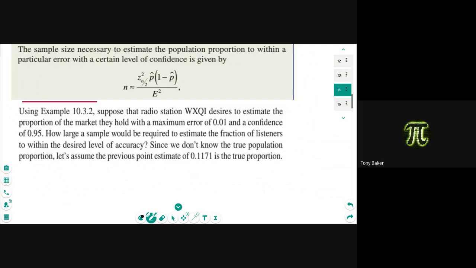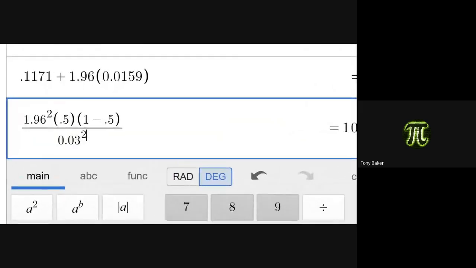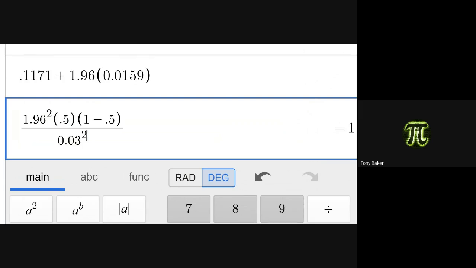Okay. Oh, I forgot the squares. Squared. Squared. Okay. If I type that formula in, there's my formula. Notice 1.96 squared, 0.5, 1 minus 0.5, 0.03 squared.